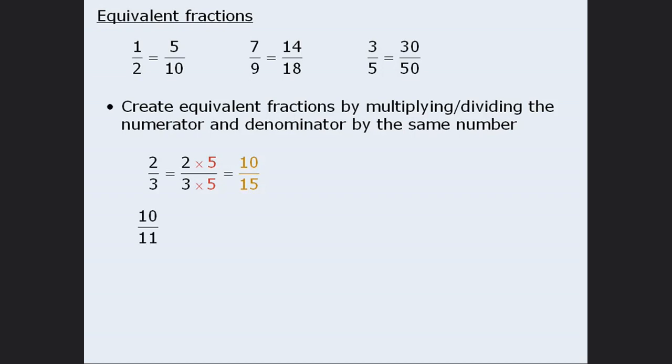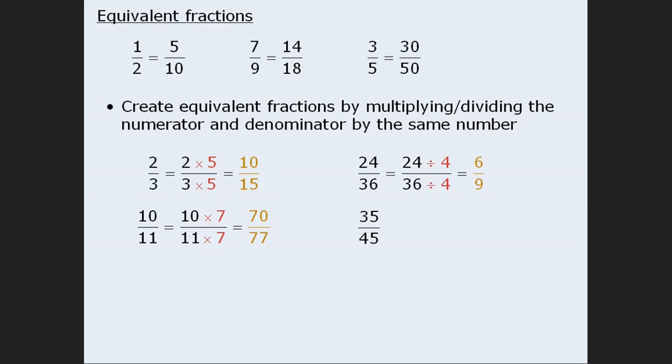Similarly, if we take the fraction 10/11 and multiply top and bottom by 7, we get the equivalent fraction 70/77. We can also use division to create equivalent fractions. So if we take 24/36 and divide the numerator and denominator by 4, we get the equivalent fraction 6/9. Similarly, if we take the fraction 35/45 and divide top and bottom by 5, we get the equivalent fraction 7/9.